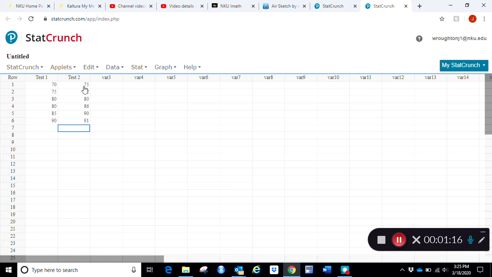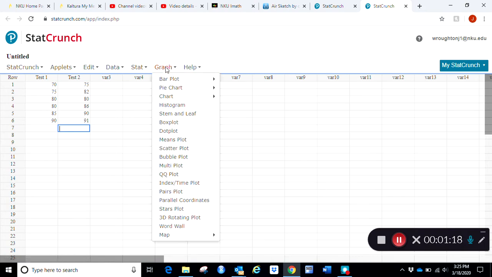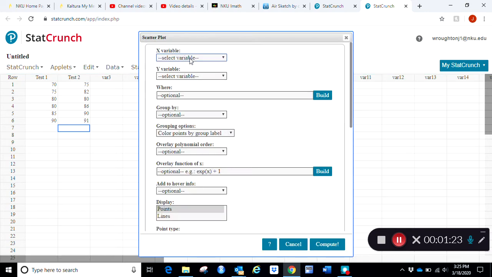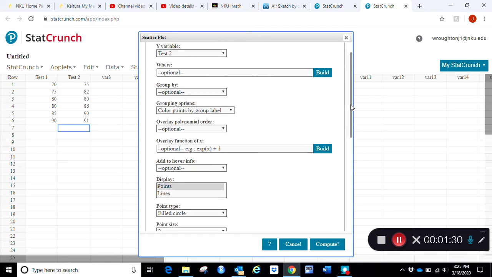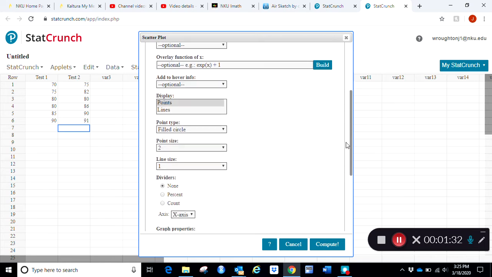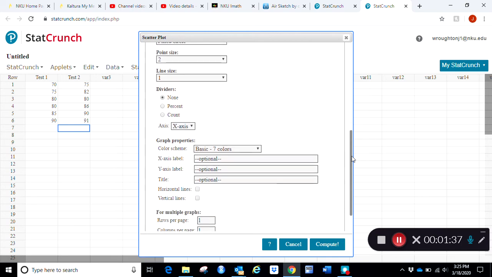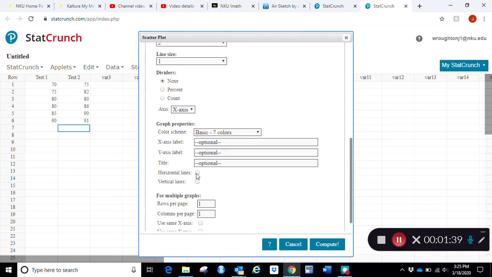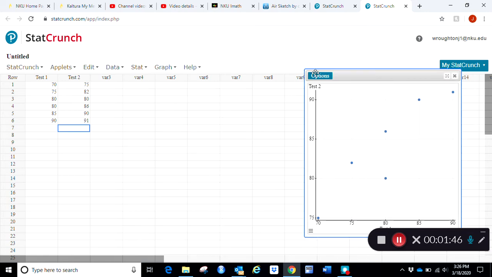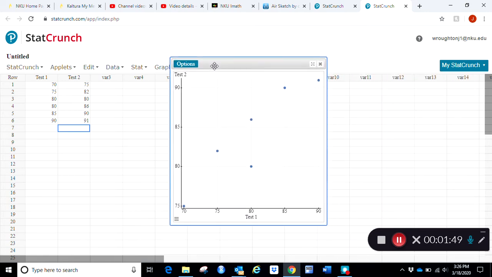Now first, to get that scatter plot that we were just looking at, I'm going to choose Graph, Scatterplot, and choose which one was my X variable and which one was my Y variable. And then of course I could put a title on this as well. One extra thing that some students like is to put these horizontal and vertical lines because it gives you that graph paper feel. So there's our plot that we were just looking at.